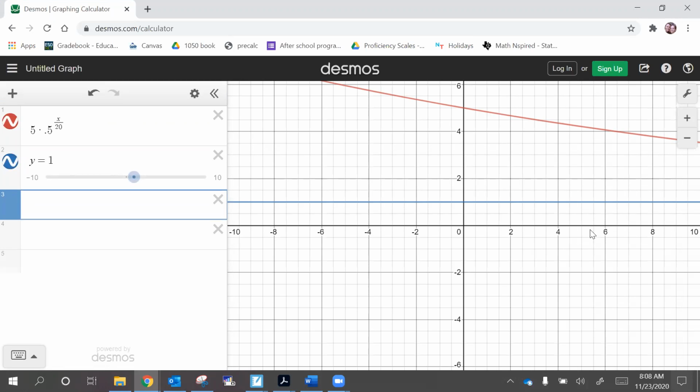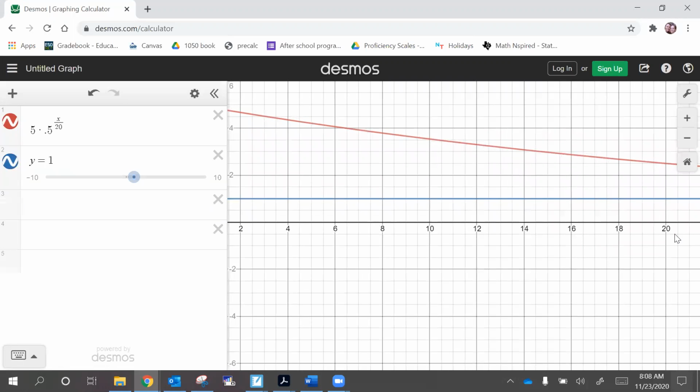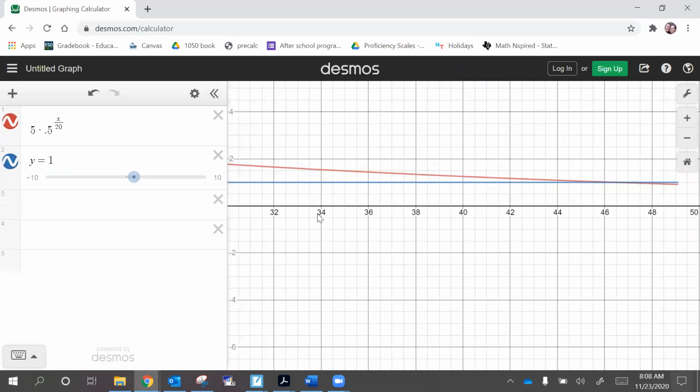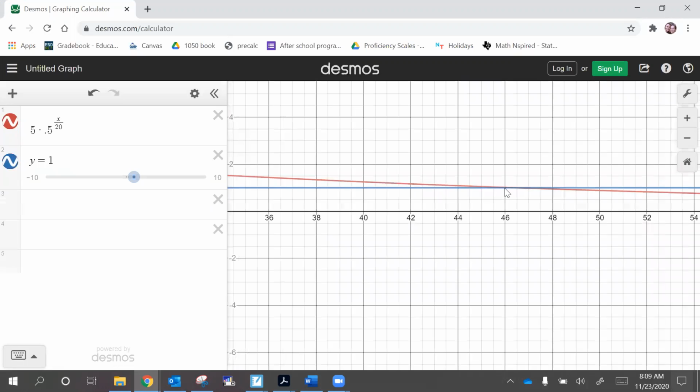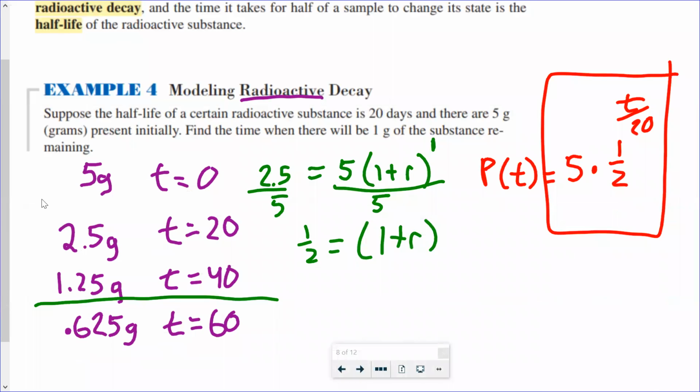And there we go. On this one, I can probably just scroll along right here. You can see it's getting closer and closer. Somewhere right here it looks like it's right at 46.439. That's where these two intersect. So what does that mean? It's going down, every 20 days it's cut in half, and then cut in half again. And so after 46 point whatever days, that's where it's going to exactly equal 1.